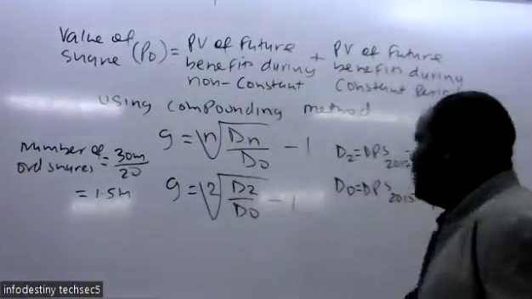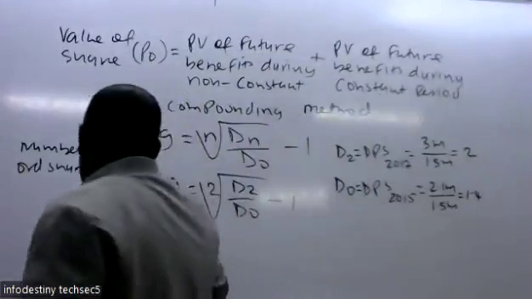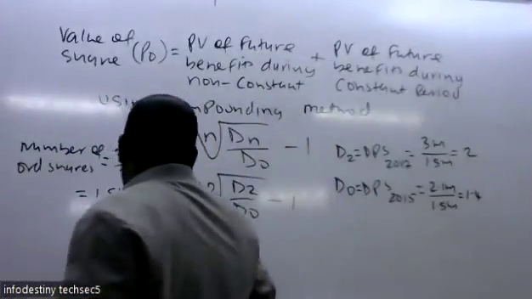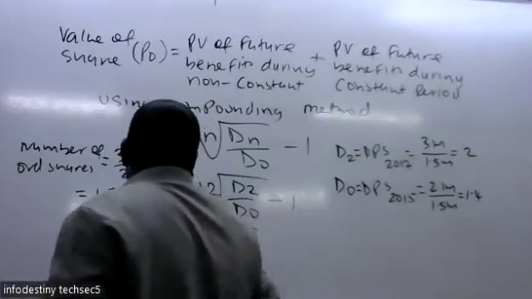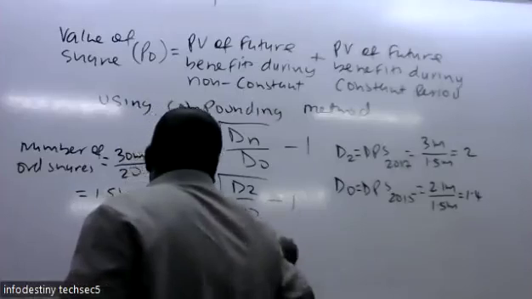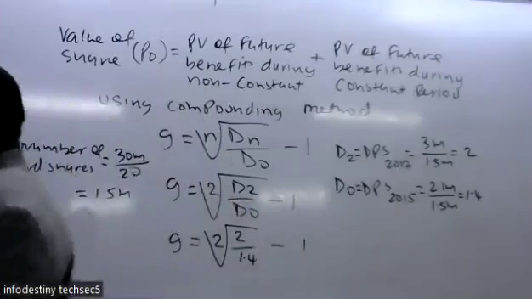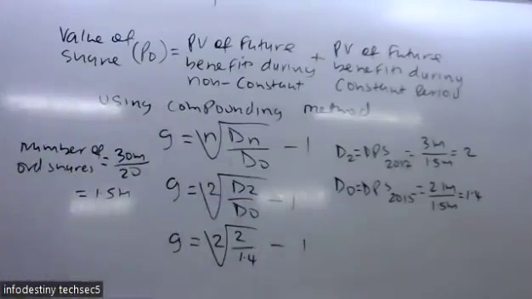After that, we now come to this point to get our G. D2 is 2, D0 is 1.4, then you subtract 1. So we get that constant growth rate.